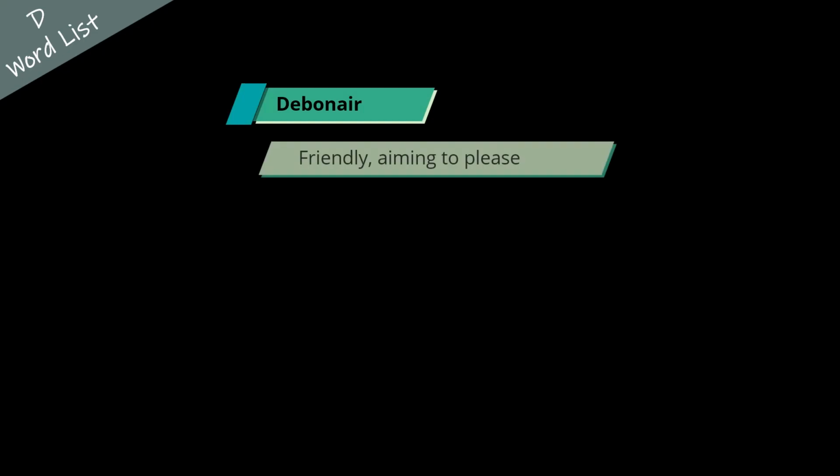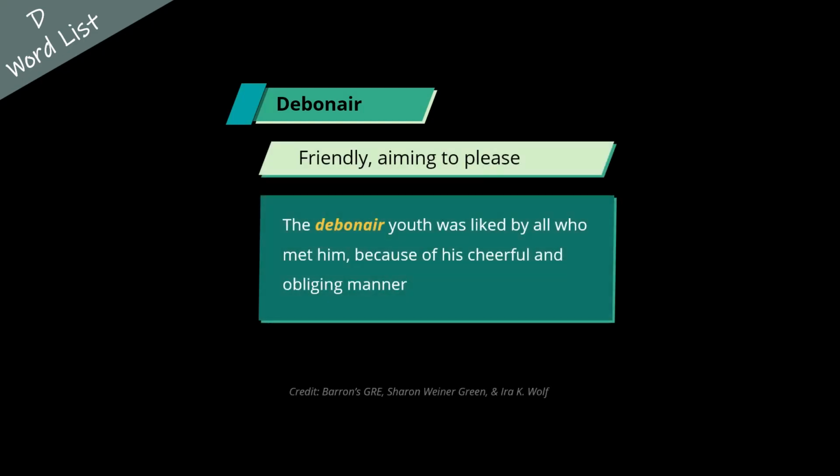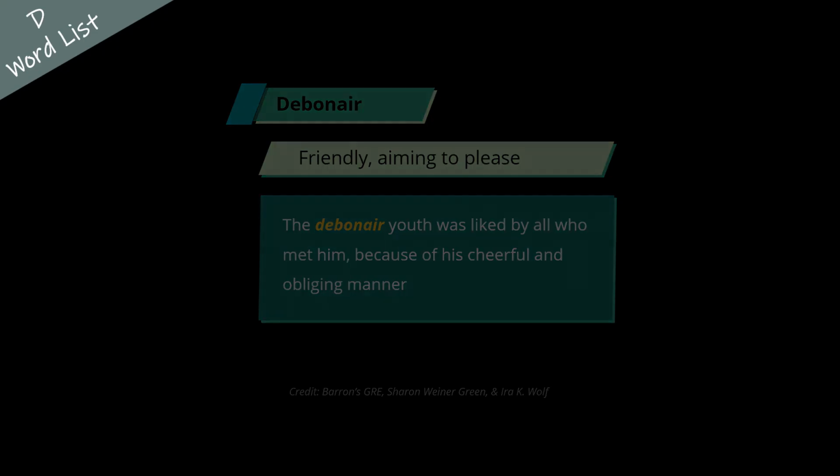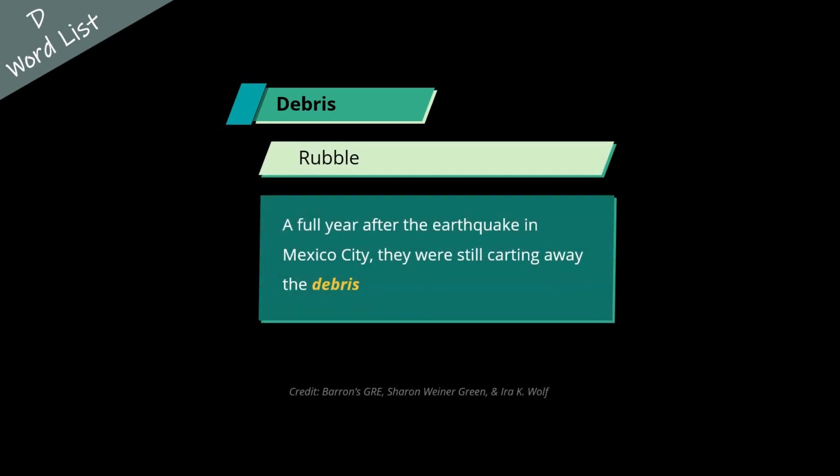Debonair means friendly, aiming to please. For example, the debonair youth was liked by all who met him, because of his cheerful and obliging manner. Debris means rubble. For example, a full year after the earthquake in Mexico City, they were still carting away the debris.